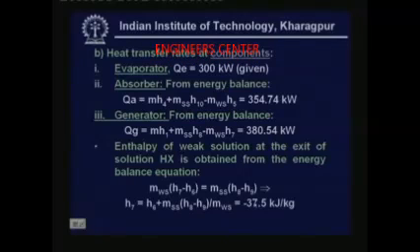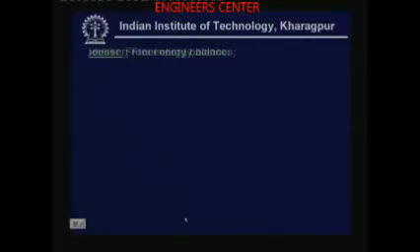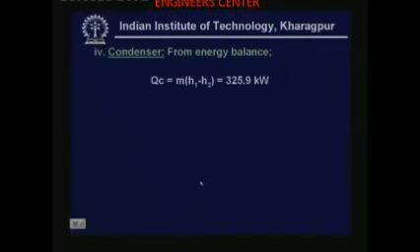Now, if you substitute this enthalpy value in the energy balance for the generator, you can find out what is the required heat input to the generator QG. Okay. So, we find that QG is 380.54 kilowatts. So, this is the energy that is to be supplied to the generator. Then condenser, as I have already explained, QC is equal to M into H1 minus H2.